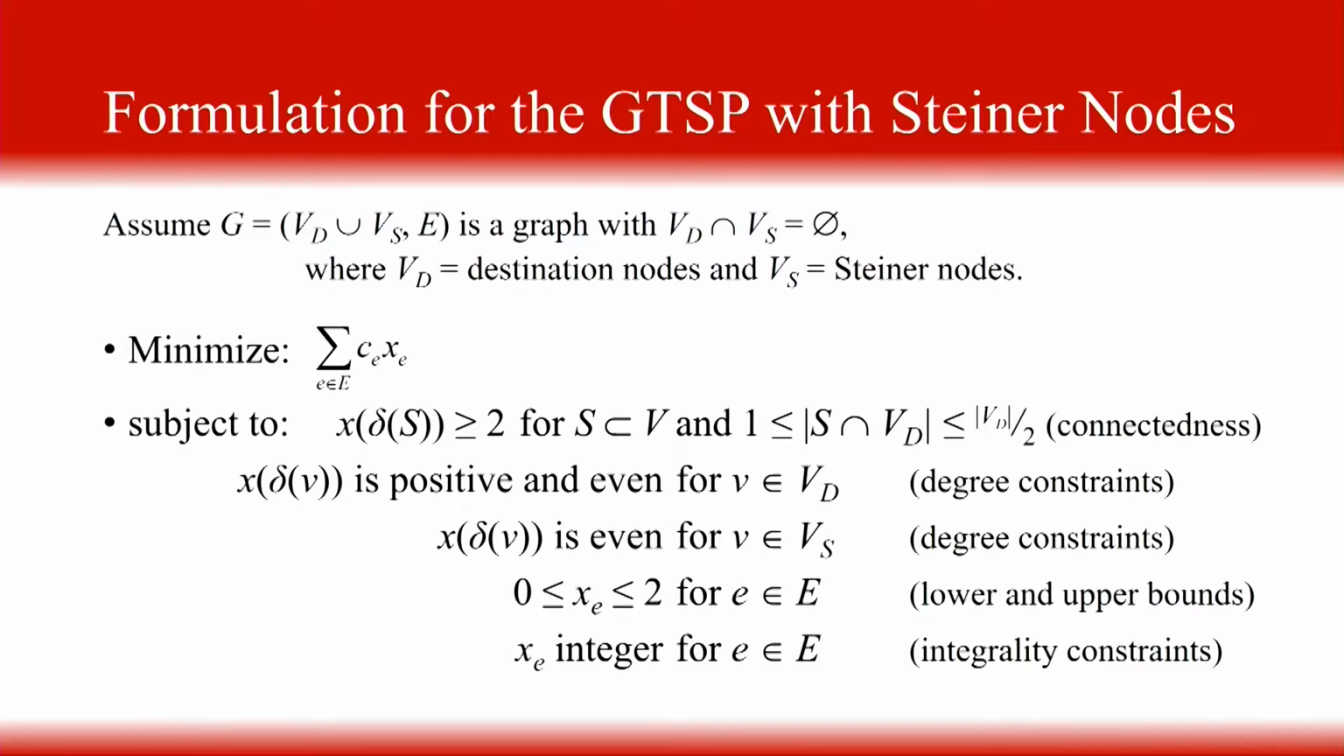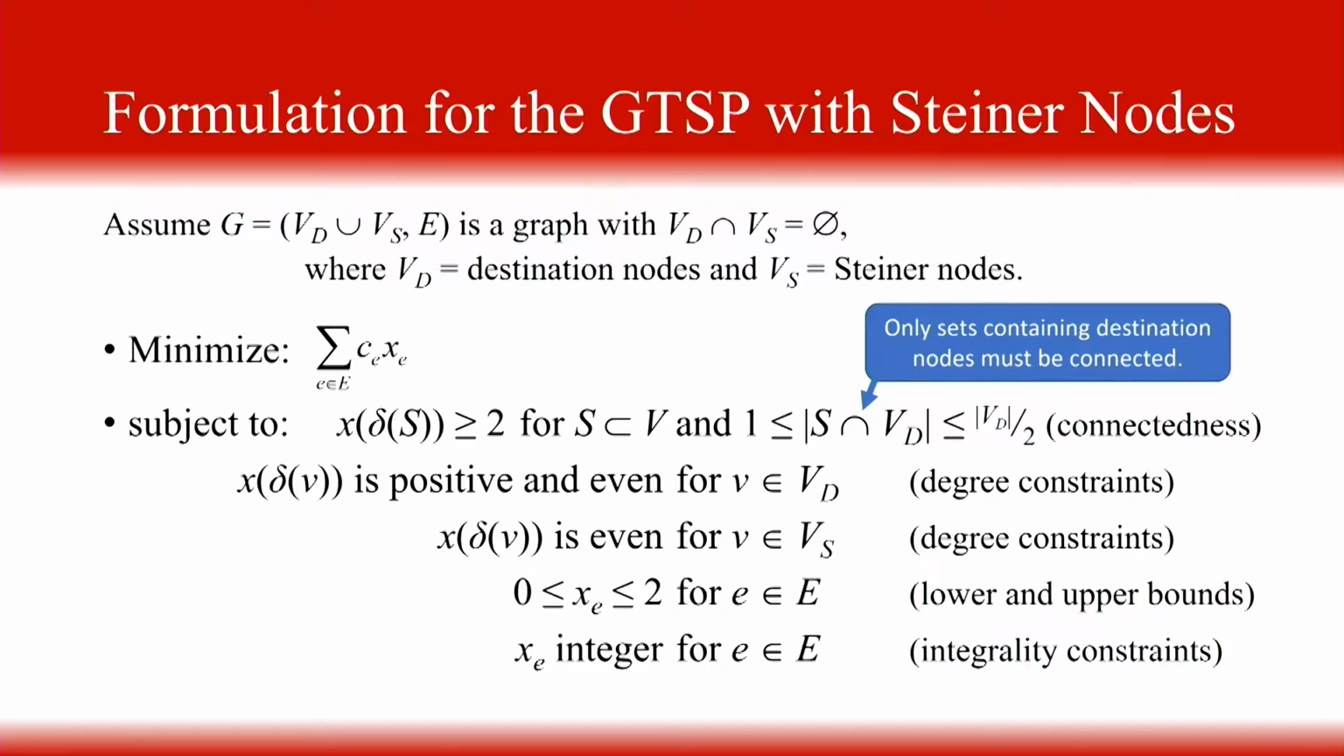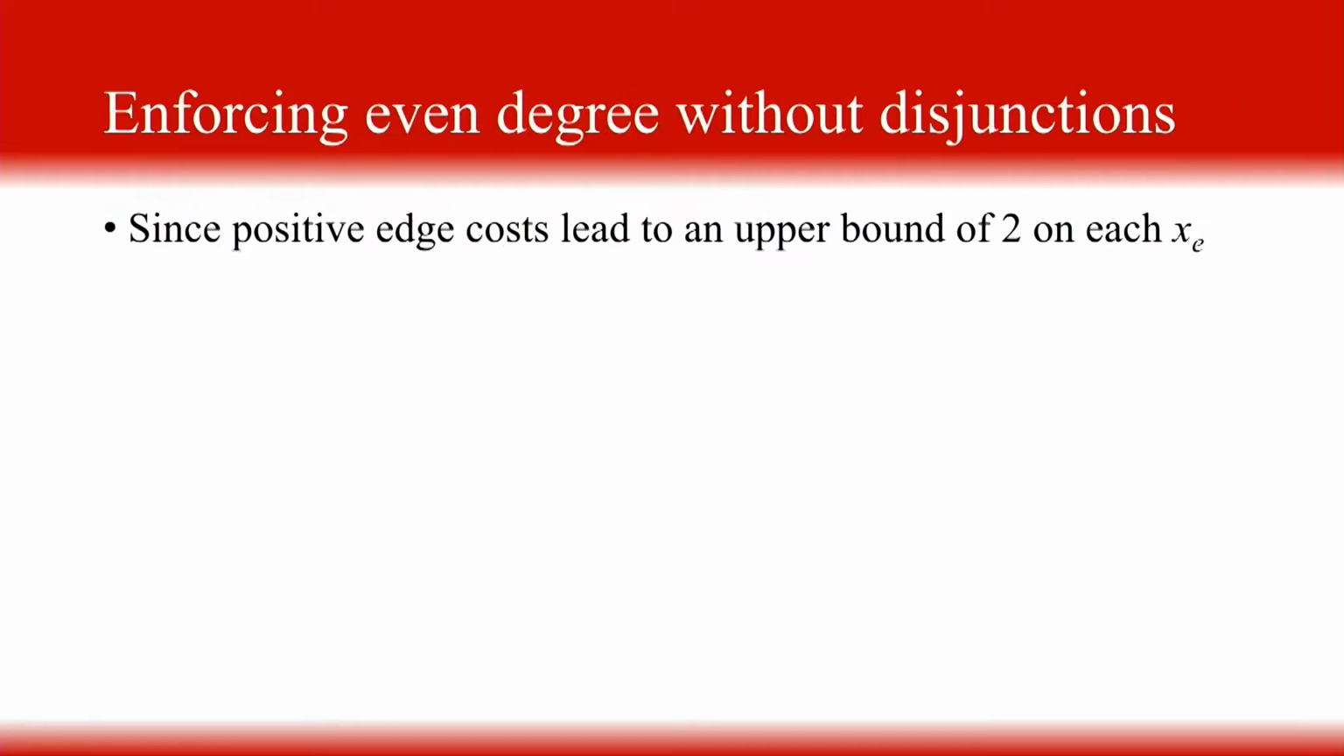So here's the formulation when you have Steiner nodes. The degree constraints are positive and even for destination nodes. They are simply even, possibly 0, for the Steiner nodes. And you have to make sure that each cut set that contains a destination node on each side is crossed. All right, only sets containing destination nodes must be connected. Steiner nodes may have degree 0.